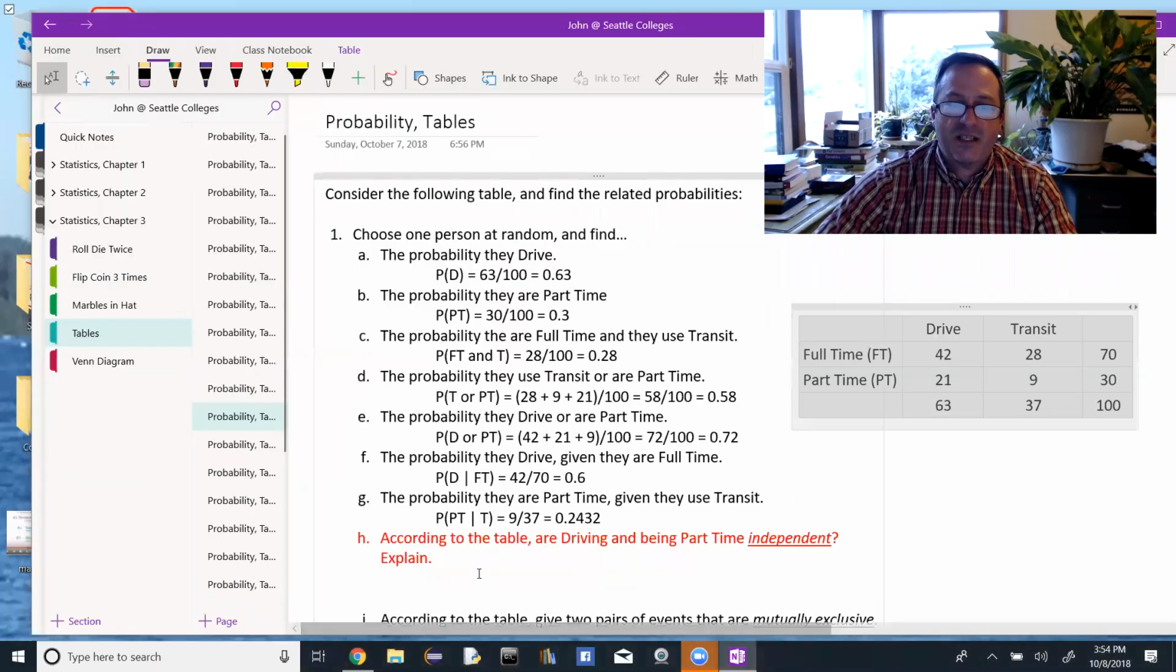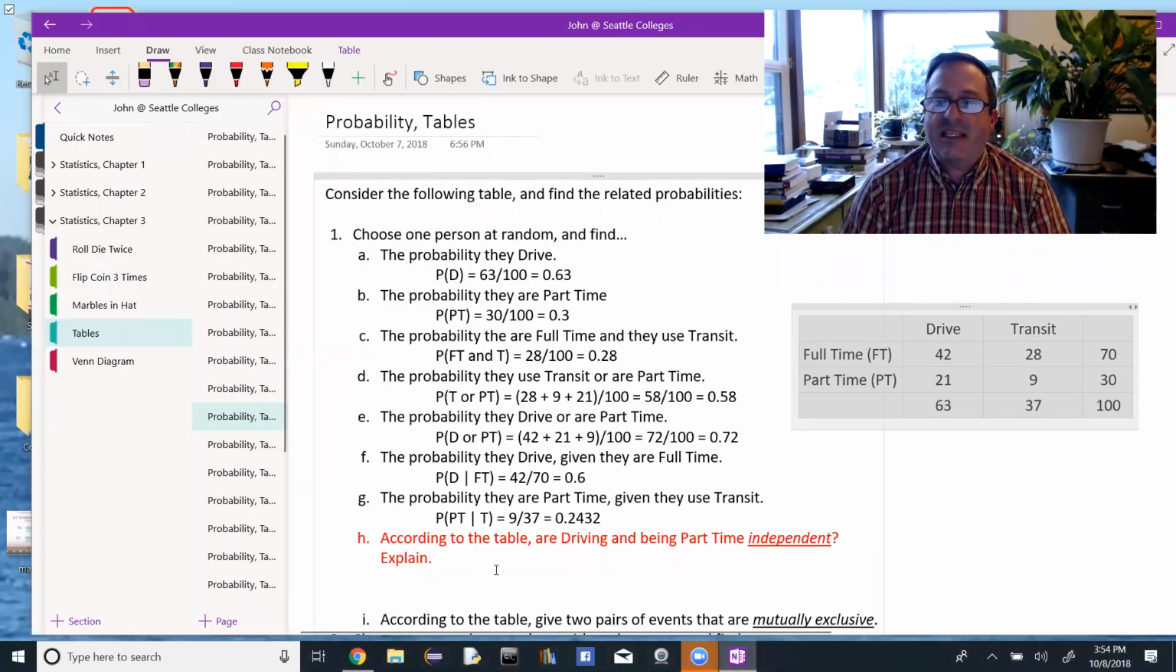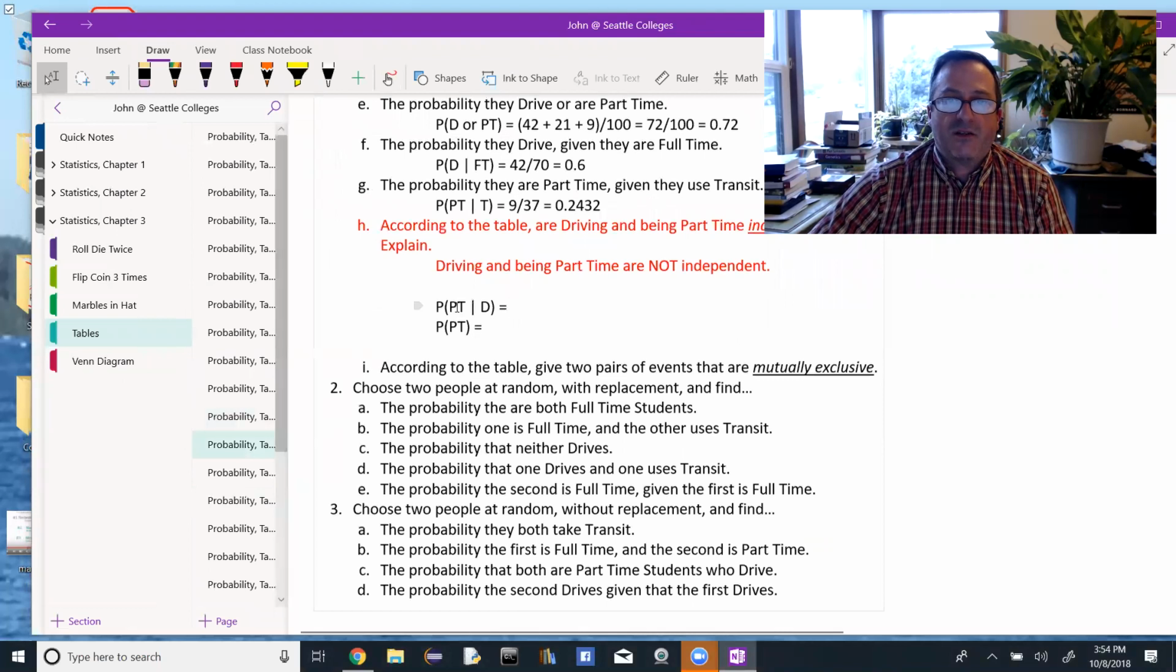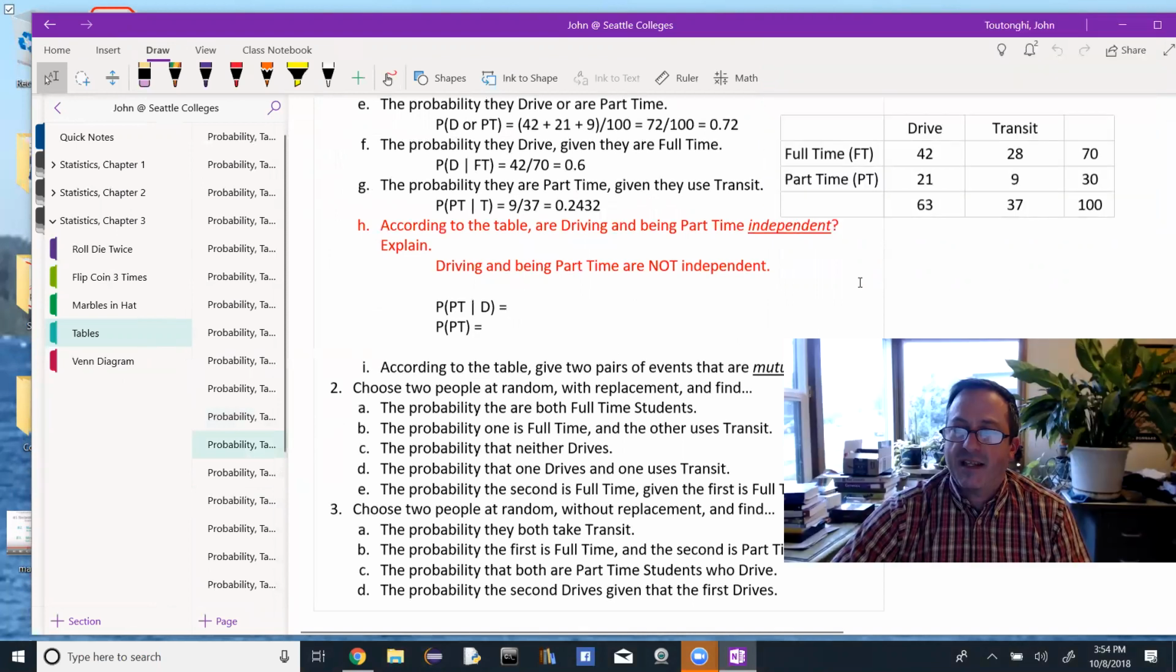This next question says, according to the table, are driving and being part-time independent? So two things are independent if knowing one has occurred does not affect the probability of the other one. So driving and being part-time are actually not independent. And the reason is, if I think about what's the probability of being part-time given that you might have driven.